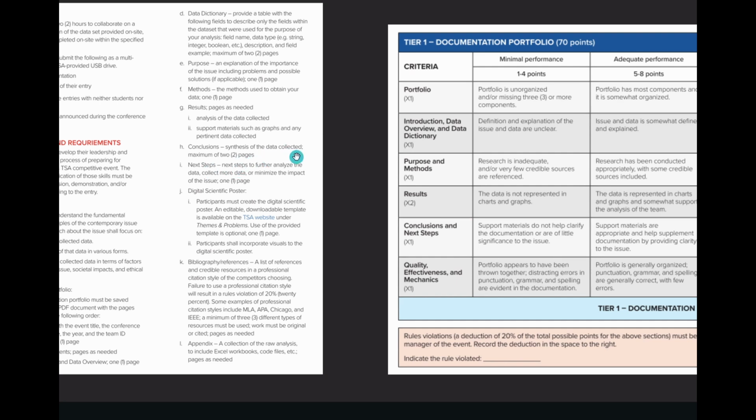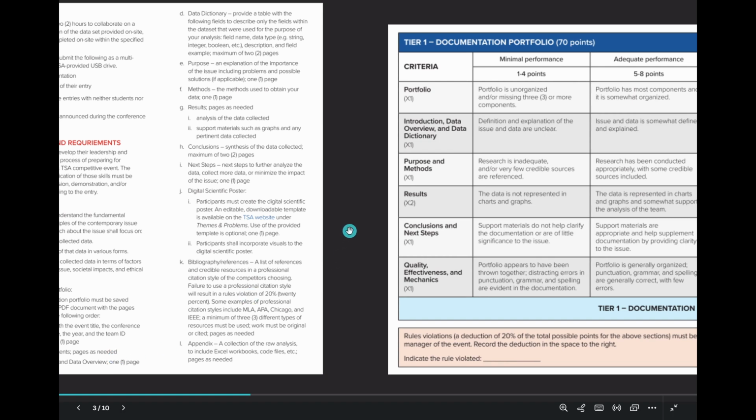Conclusions, it's just comparing what you found to what your original hypothesis was in your introduction. It does not have to be perfect, and I want everyone who's watching this video to keep that in mind. Your conclusion doesn't have to perfectly match what you predicted would happen because that never happens in the real world. It just has to show a connection between what you predicted and what actually happened.